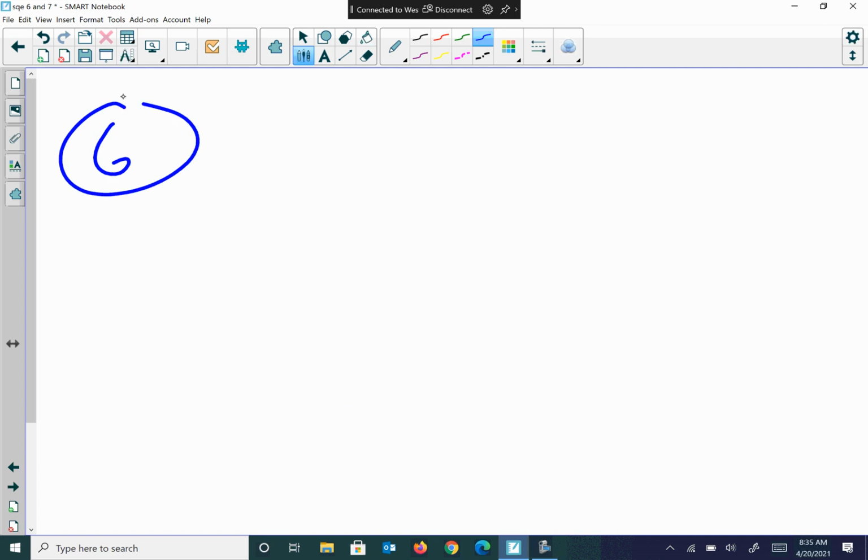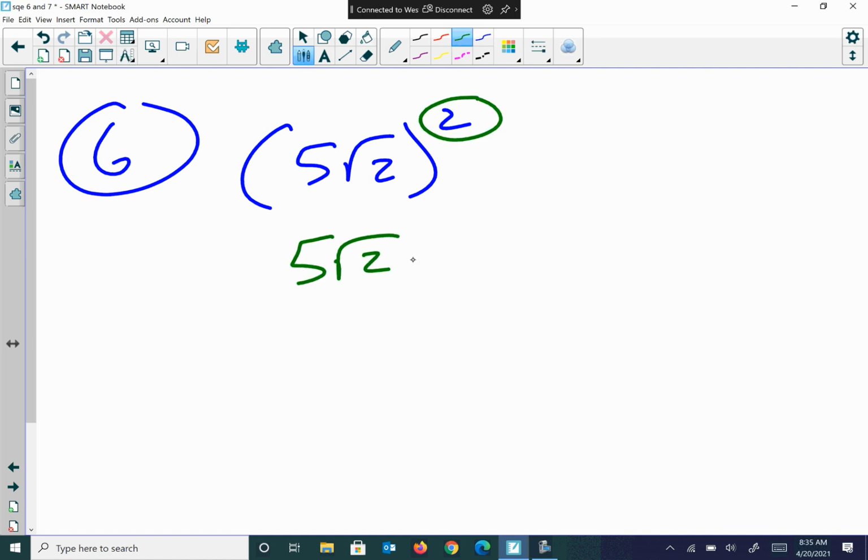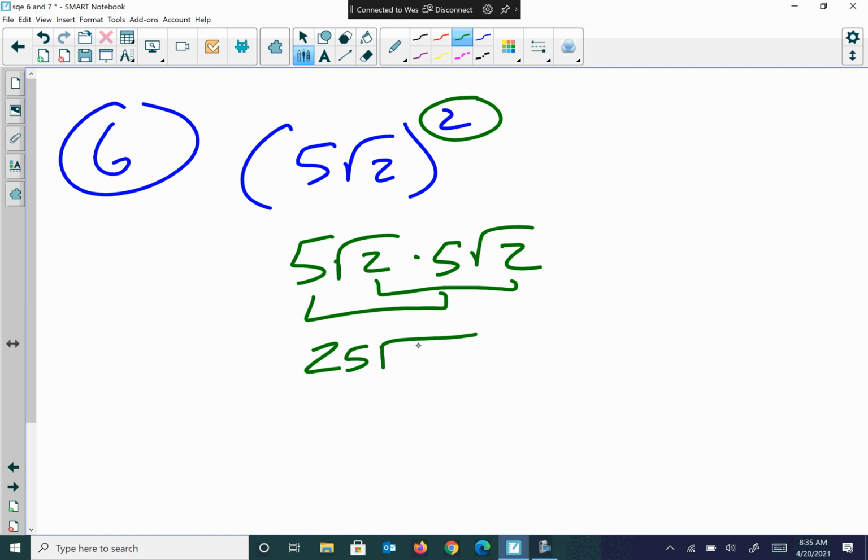Number 6, we have 5 root 2. The whole thing is squared. Okay, this means I have 2 5 root 2s that I'm going to multiply together. Yeah, oh, absolutely. Cool, yeah, that's a great way to see it too. Outside gives me 25. Inside gives me root 4. That's a perfect square, so that becomes 25 times 2, which is 50. Just listing all the steps. Of course, you could do those in probably less steps than I did, but I was just trying to show you the thought process. 11.